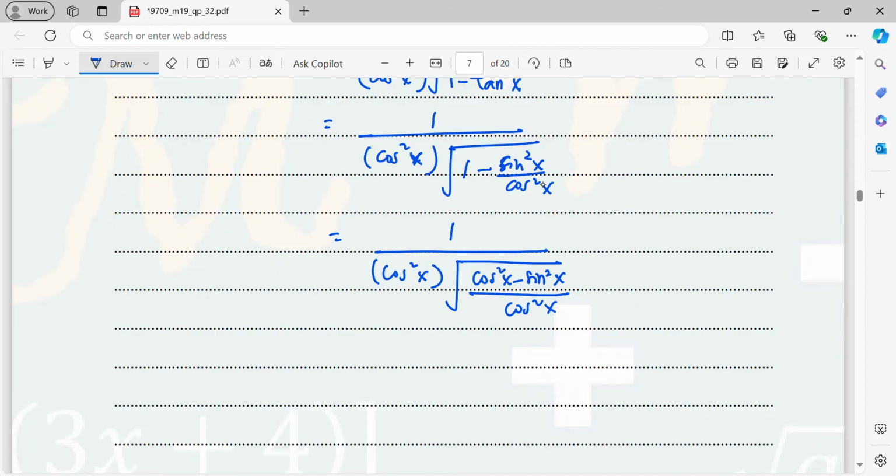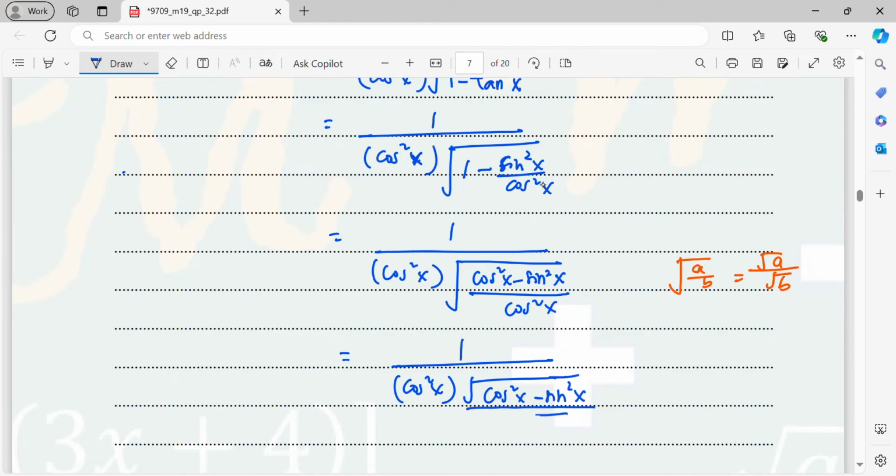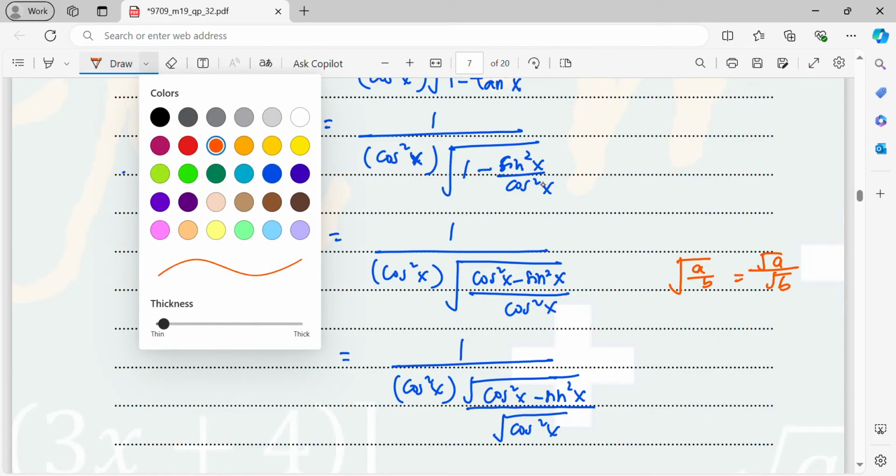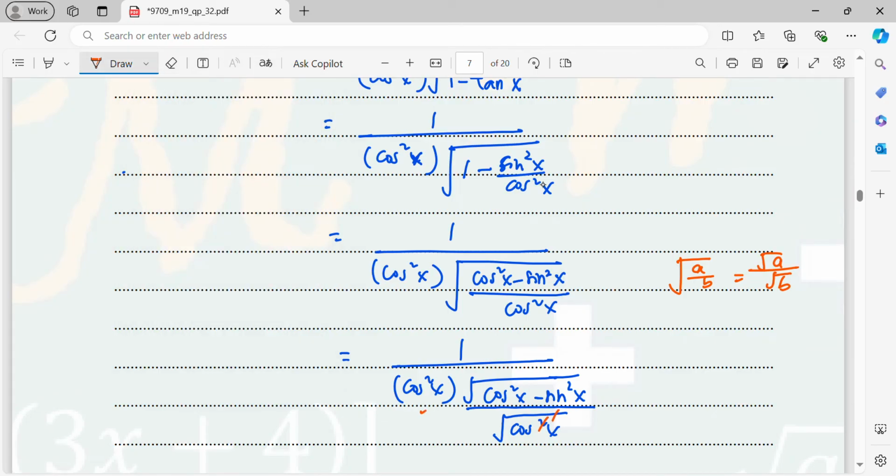Then now, the square root of cos square x, basically you can just move up, or if not, you can just leave it, and then I will simplify. It will be 1 over cos square x. Then for the square root, we have a formula: square root of a over b is basically square root a over square root b. So now you can split it into two square roots. It will be square root of cos square x minus sine square x over square root of cos square x. So the square root of cos square x is basically cos x. Then there is a cos square x here. That means this cos x and the cos square x can be cancelled off.